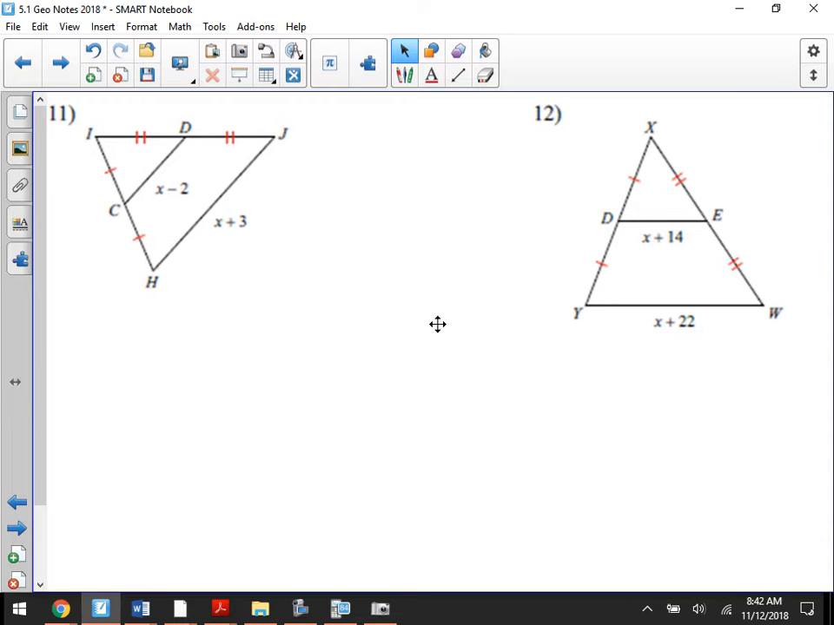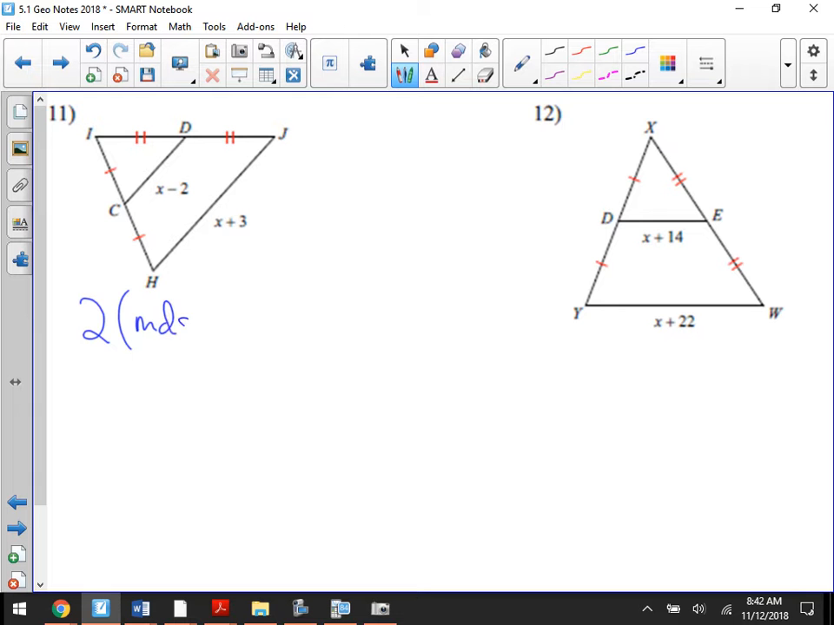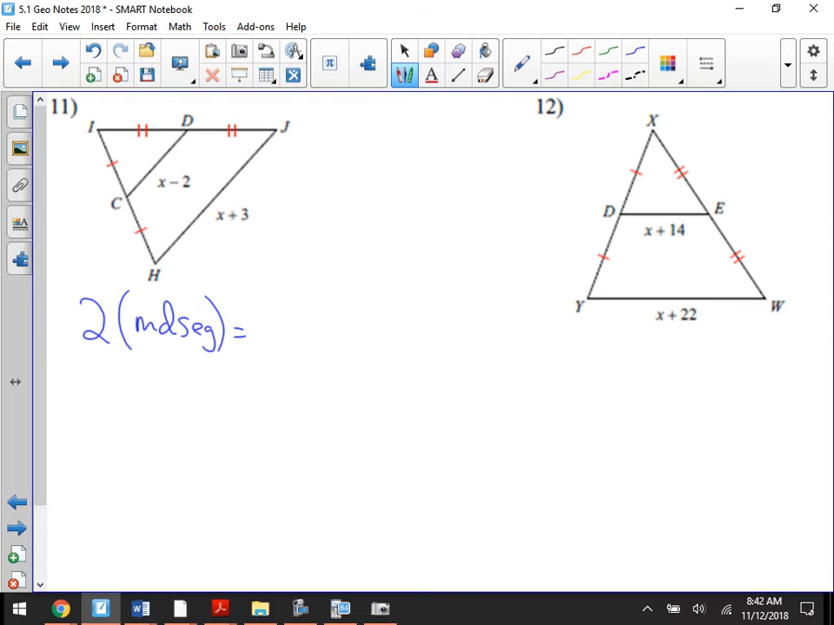The side it doesn't touch is the x plus 3. So what I would be doing is that I'm always going to say if I double the mid segment, it equals side not touched. SNT, side not touched. Easier. Okay. Fill in the blanks.